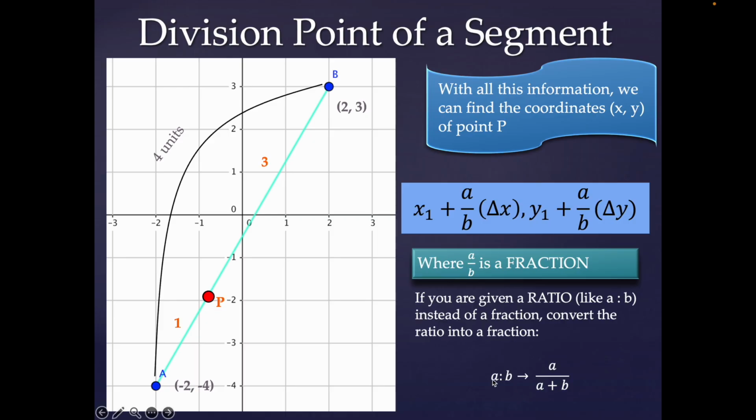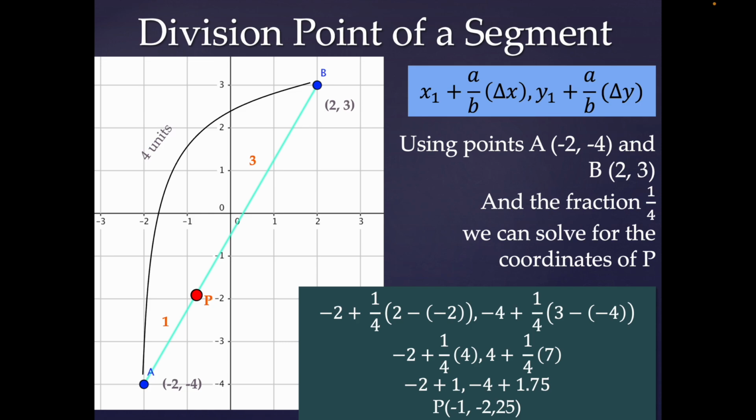If you're given a ratio, for example, a to b, you would keep your a on the numerator and you would add your a and your b together for the denominator, and you would get a over a plus b. That would be the fraction that you use inside your formula for division point of a segment.